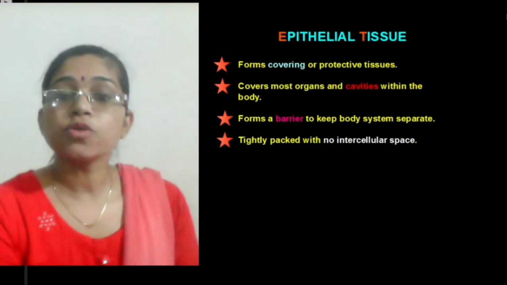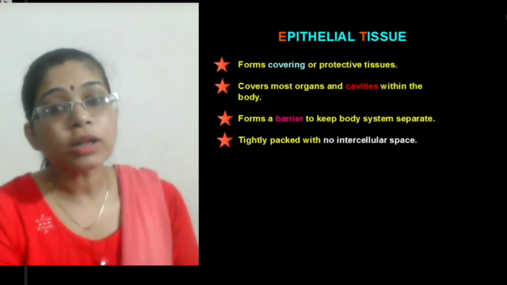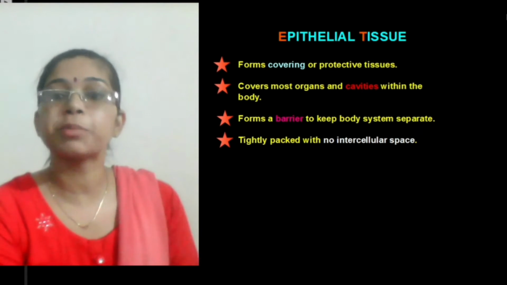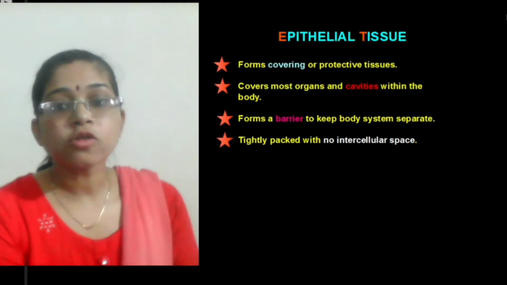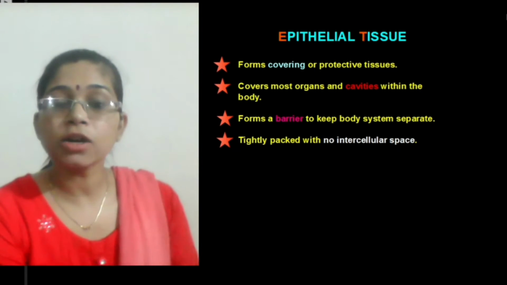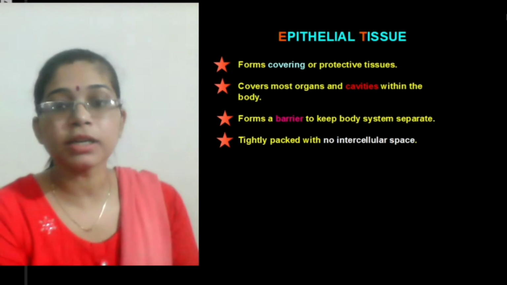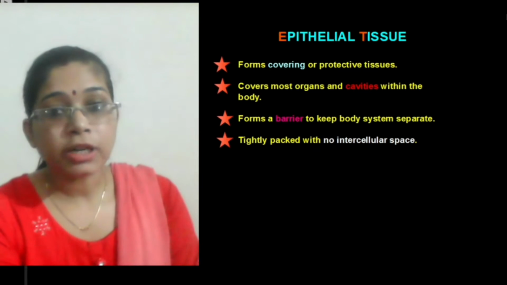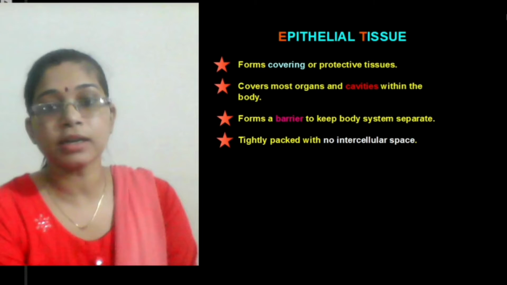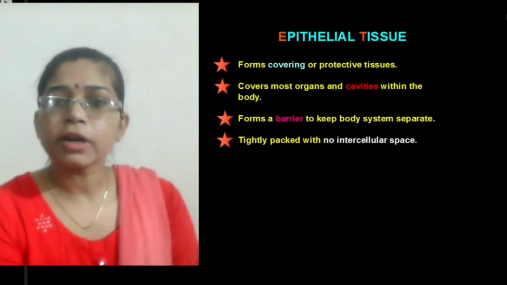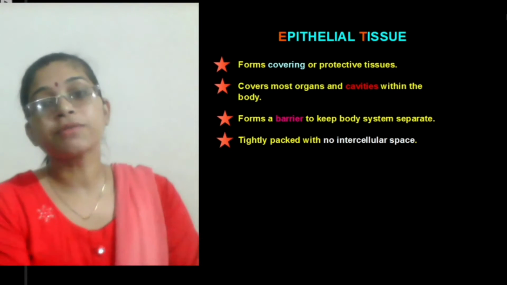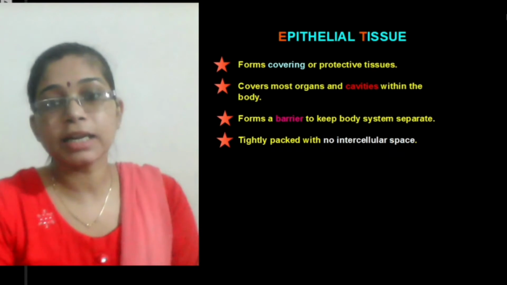The epithelial tissue forms the protective tissue. Means all the organs are protected by a thin layer of tissue that is known as epithelial tissue. These tissues are also present inside the cavities, or you can say that these are the lining of several cavities that are present in our body. Now they are the protective covering, that means they form a barrier so that no germs can enter our body. These tissues are so tightly packed that there is no intercellular space between them. One by one, we will see what the types of epithelial tissue are.